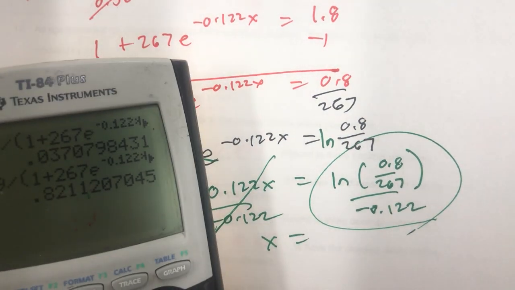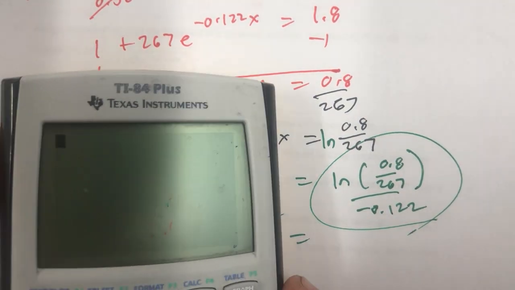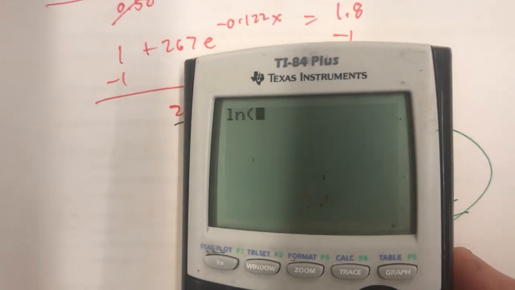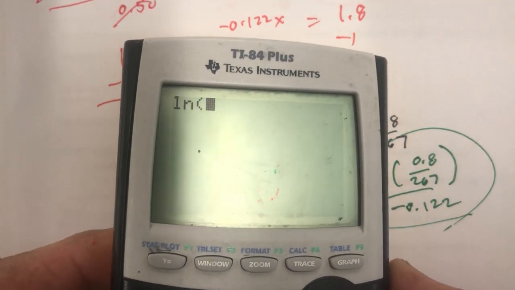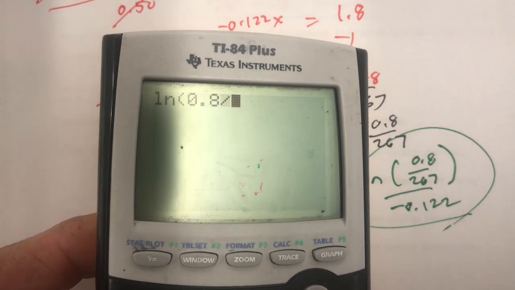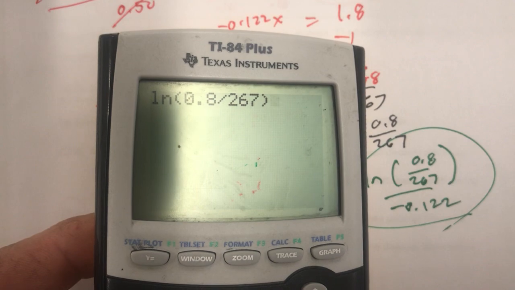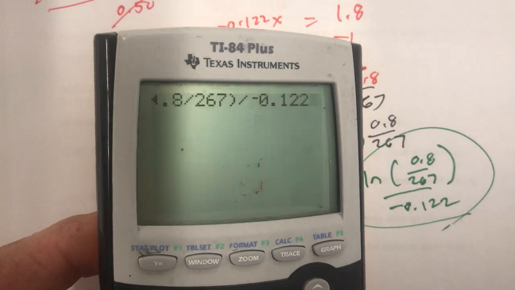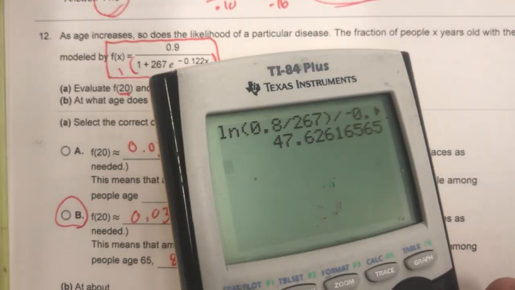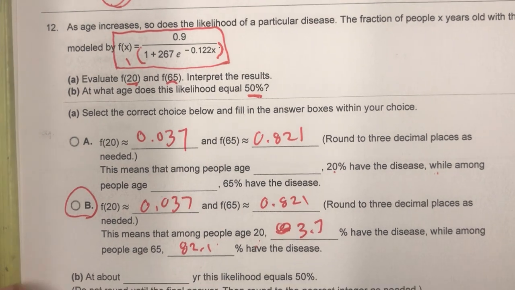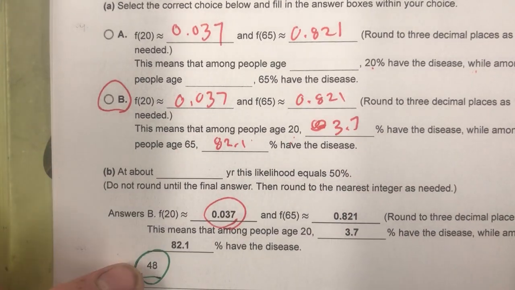So basically, I just go natural log. Can you see on the screen there? Okay. We do natural log. I'm going to have 0.8 divided by 267. Close it up. And we'll divide again by negative 0.122. And that's what I get right there, 47.62. It says round to the nearest integer, so that'd be 48. And look here, man, we got it, 48. That's the right answer.